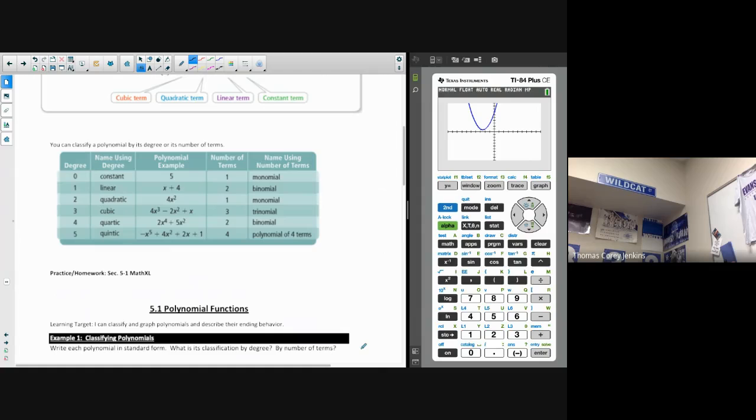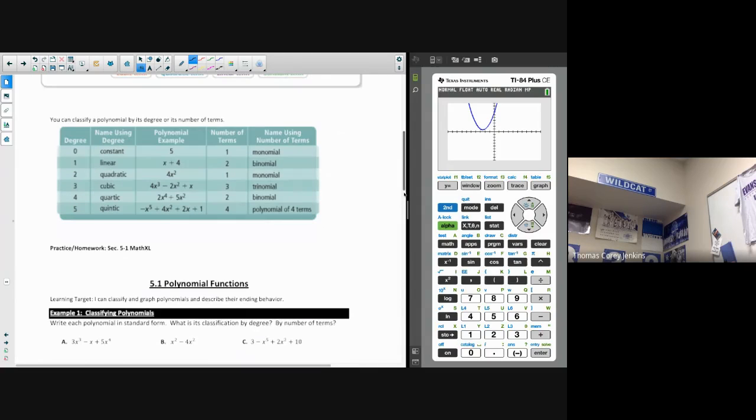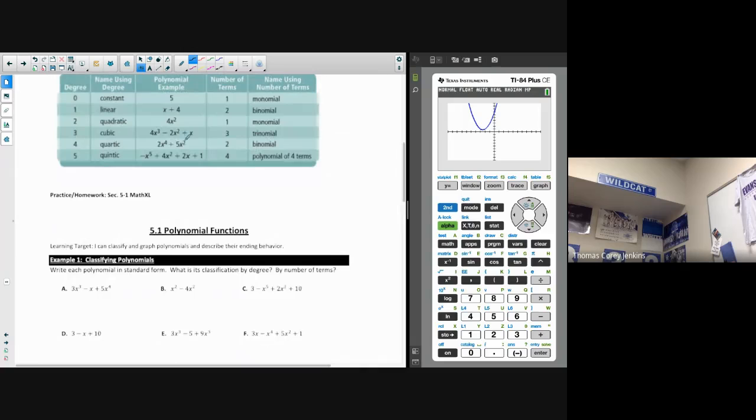All right, so we're going to start out with some classifying. On your notes, for those of you who like to print them out, this is not exactly user-friendly because this chart is on the bottom of the front page, and then your examples are on the back. But this chart will help you with some of your Math Excel problems. Our directions say write each polynomial in standard form and then classify it by degree and number of terms. Two ways to classify it.